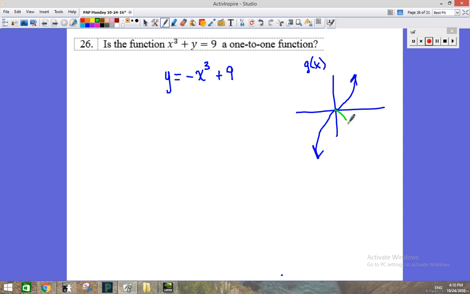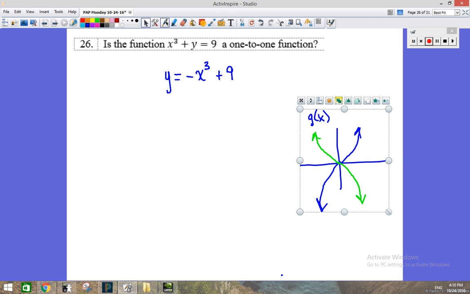What did go up is now going down, and what went down is now going up. And then I know the plus 9 lifts that whole thing up 9 units. So I know that up here, when y is 9, I've got this cubic function. So it definitely passes the horizontal line test. So it's definitely 1-to-1. That's one way that I can say, yes, this is a 1-to-1 function.